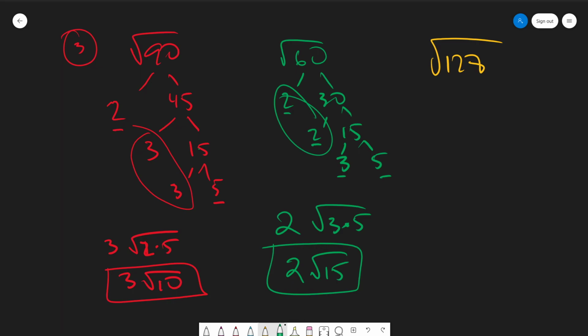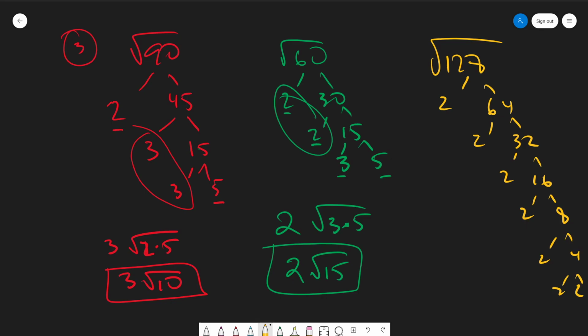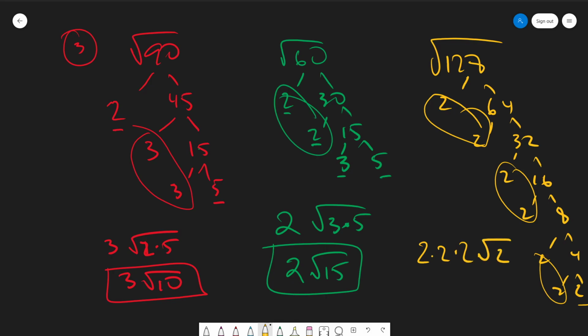And then I've got this last one over here, root 128. So I'm going to keep brute forcing the 2's. Looks like 64, 2 and 32, 2 and 16, 2 and 8, 2 and 4, 2 and 2. So look, this is a lot of 2's, right? Well, 1 pair, 2 pairs, 3 pairs, and an extra 2. That's 3 2's on the outside, 1 2 left on the inside. 2 times 2 times 2 is 8. 8 root 2 is my answer.